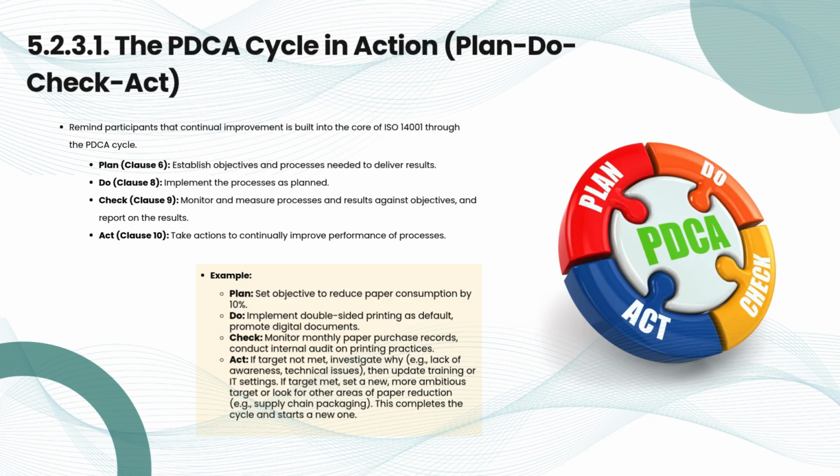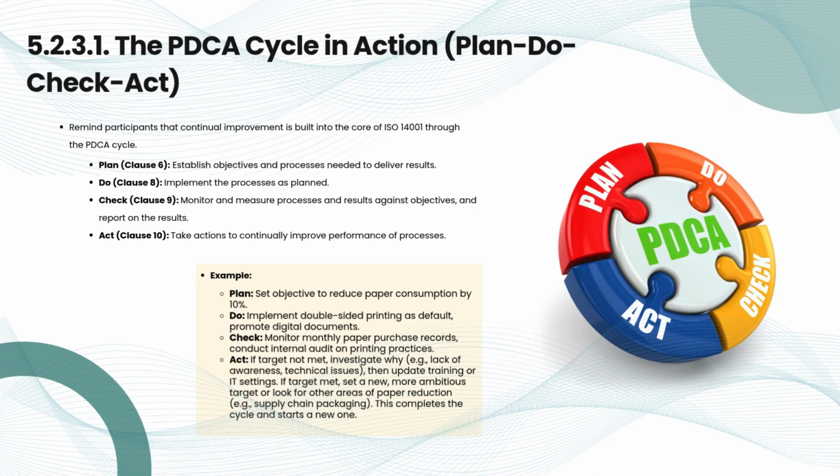Plan. Clause 6. We establish our environmental objectives and the processes needed to deliver those results. Do. Clause 8. We implement those processes as planned. Check. Clause 9. We monitor and measure our processes and results against our objectives, and we report on what we find. Act. Clause 10. Based on the check phase, we take actions to continually improve the performance of our processes, and, by extension, our environmental performance.